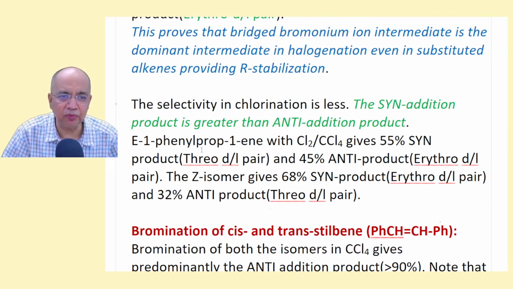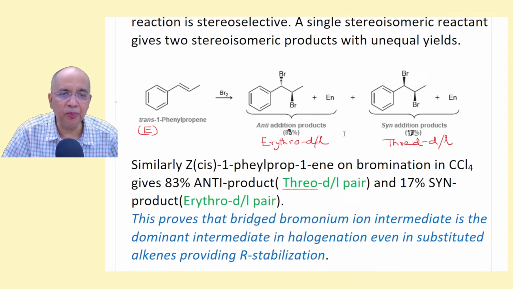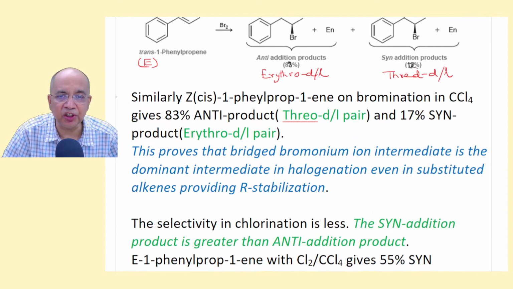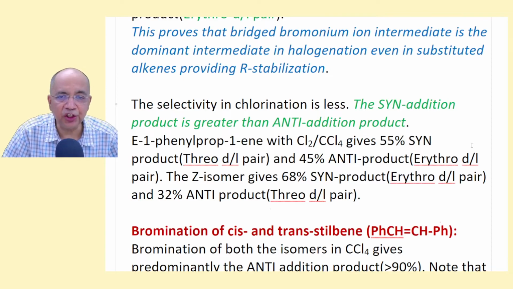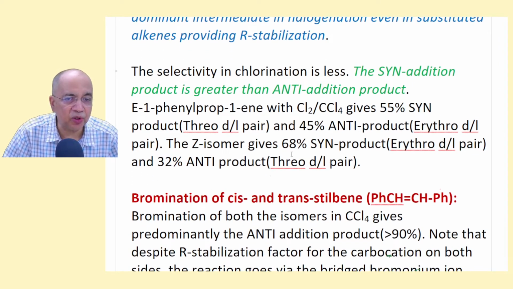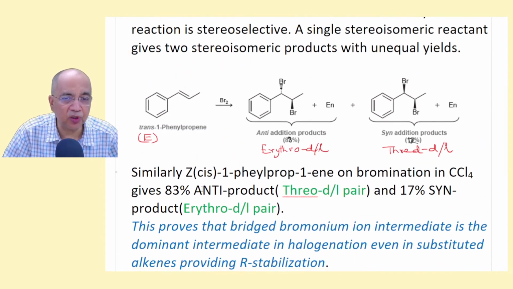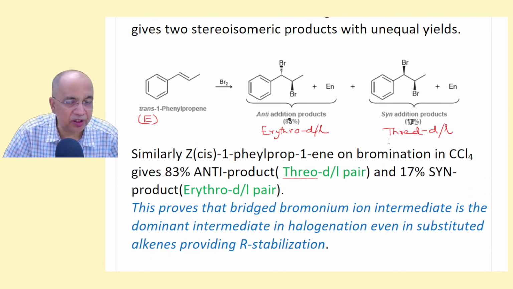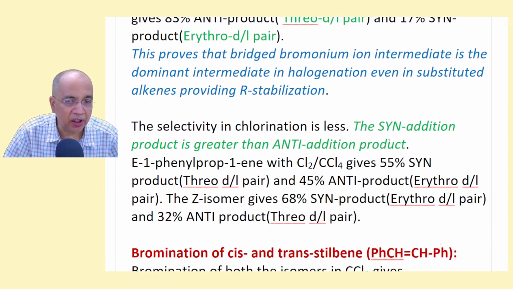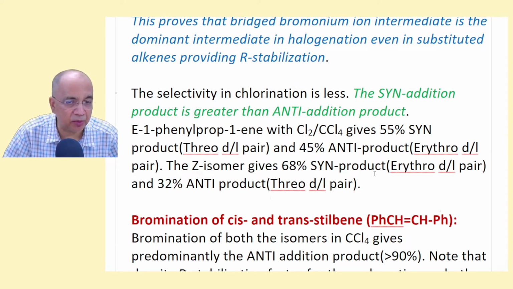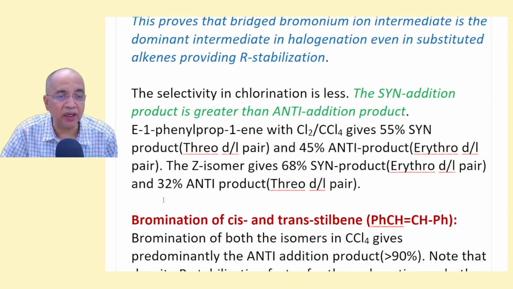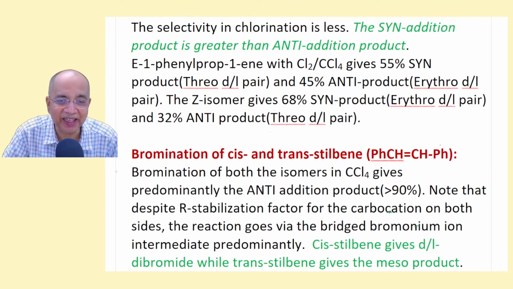I told you that in the presence of resonance stabilization, no more bridged chloronium ion is formed. The syn addition product is greater than anti, just the opposite. E-1-phenylpropene, this E will give threo as the major product, 55%, and that is the syn product, and anti erythro 45%. The Z isomer will give erythro 68%, because the Z isomer had threo as the major product due to anti, but here erythro will be the major product at 68%, and the remaining 32% is anti, right?